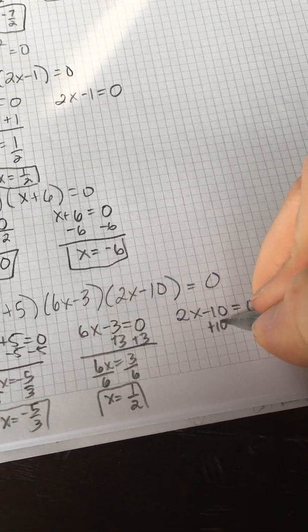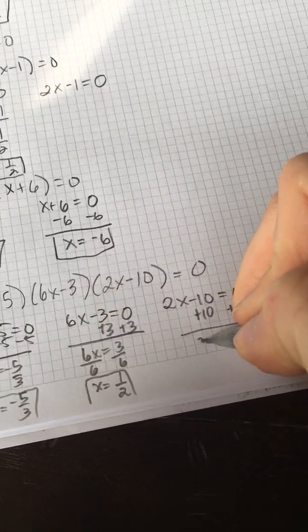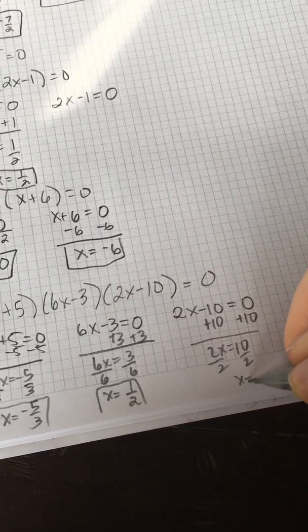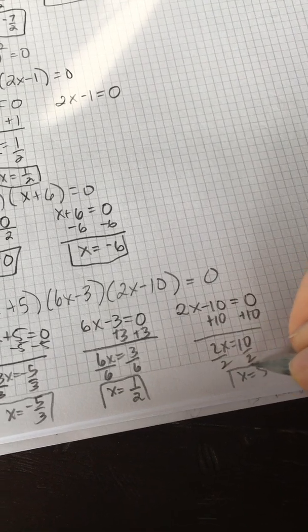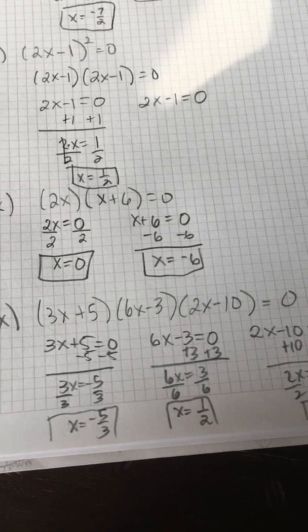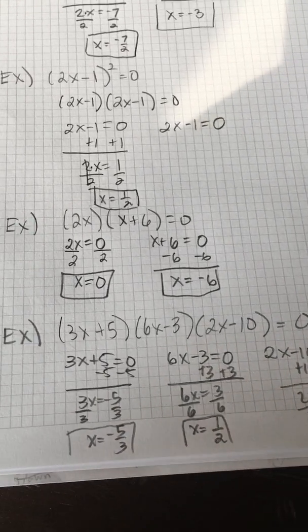Add over the 10. Divide the 2. And you'll see that x is 5. Bigger numbers in the top. 2 goes into 10 5 times. 3 answers for that one because we had 3 factors.